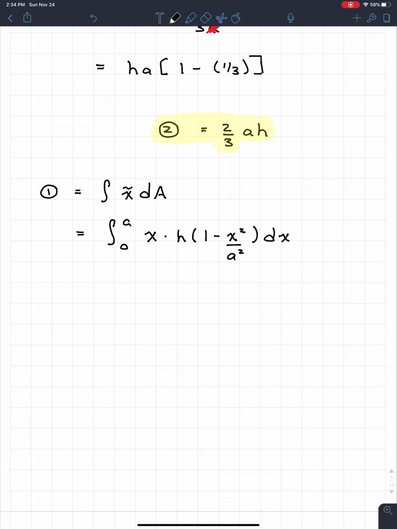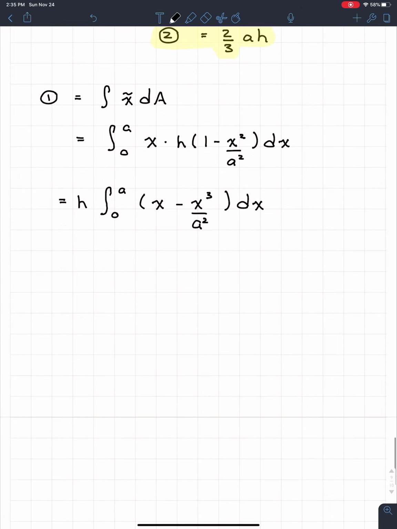So I'm going to remove some of the constants, and then I'm also going to multiply the x in. So the constant here is h, so equal to h. The integral can be from 0 to a, and then I'm going to multiply the x into everything. So this is going to be x minus x cubed divided by a squared. And this is going to be with respect to x yet again. So again, not that hard. It's just a little bit more messy because we have the minus sign. We want to try to avoid that because that's just no fun.